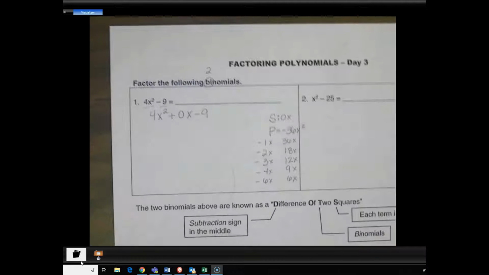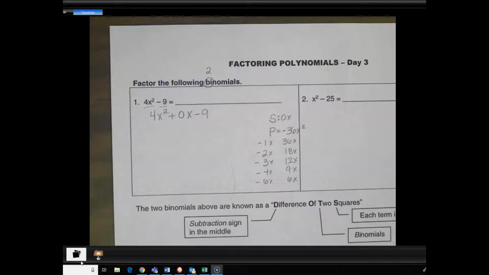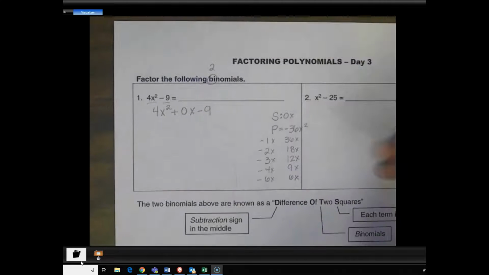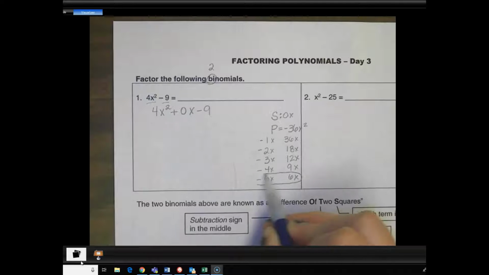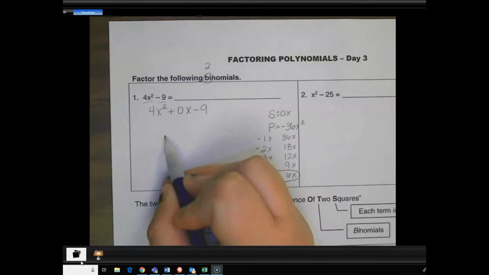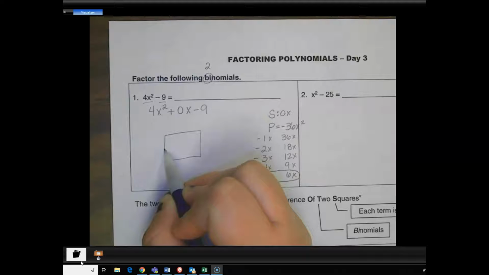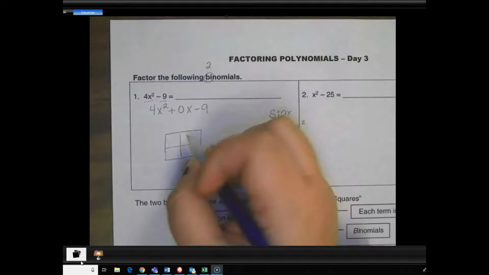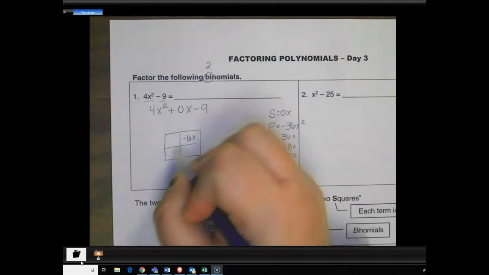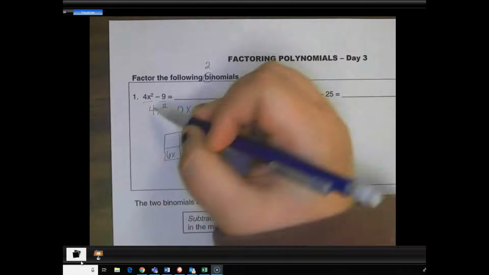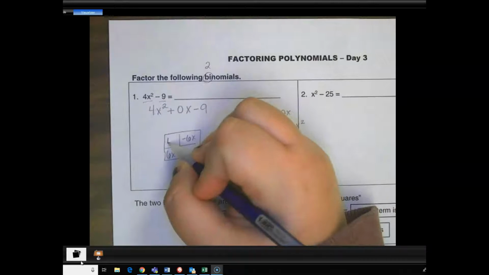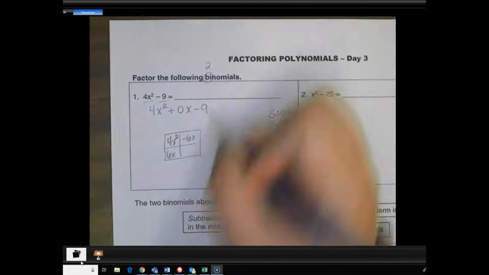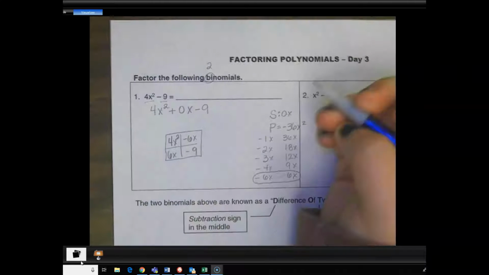So this one had a lot of factors that could make 36x squared. So I'm looking for what will give me 0. And negative 6 and positive 6 will give me 0. So go to my box. Some of you use a little bit different method because you learned a different method, which is fine. My initial term, or my first term, is going to go in the first box. My last term goes in the last box.